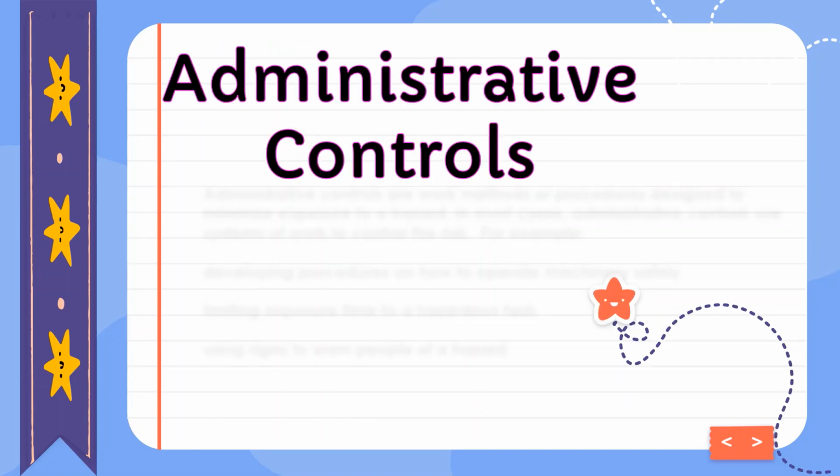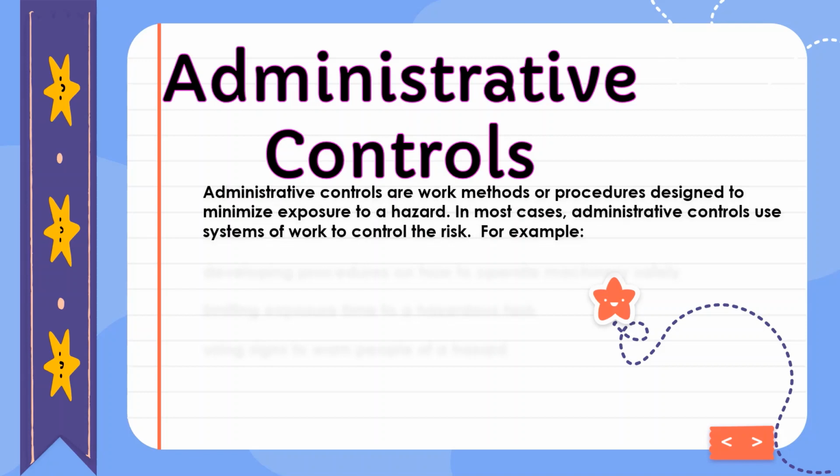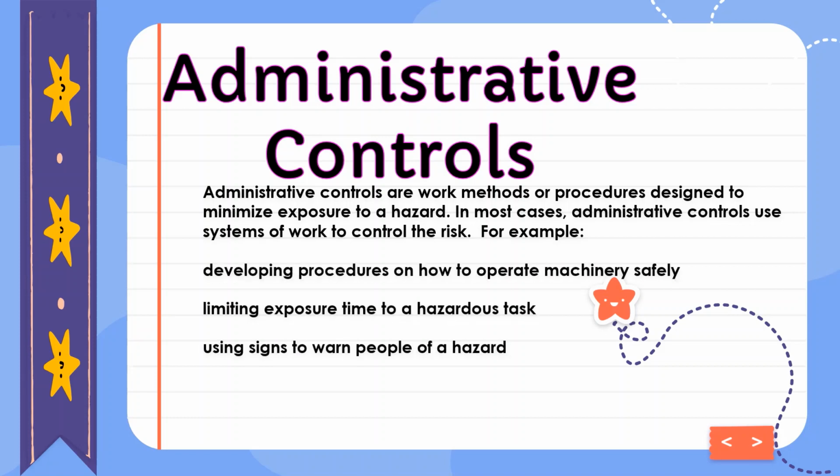It is followed by the administrative controls. Administrative controls are work methods or procedures designed to minimize exposure to a hazard. In most cases, administrative controls use systems of work to control the risk. For example, developing procedures on how to operate machinery safely, limiting exposure time to a hazardous task, and using signs to warn people of a hazard.